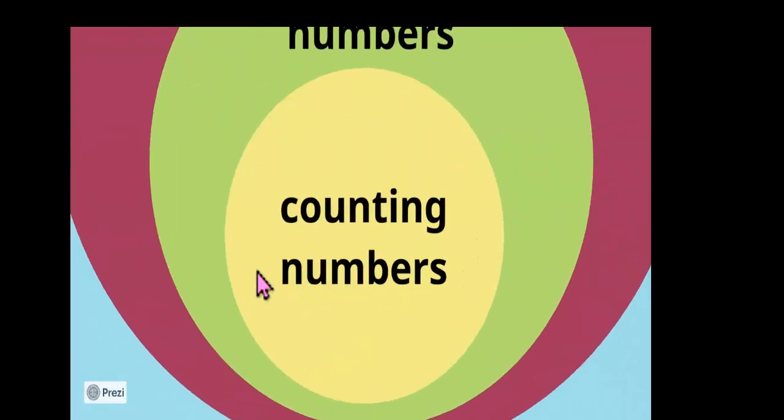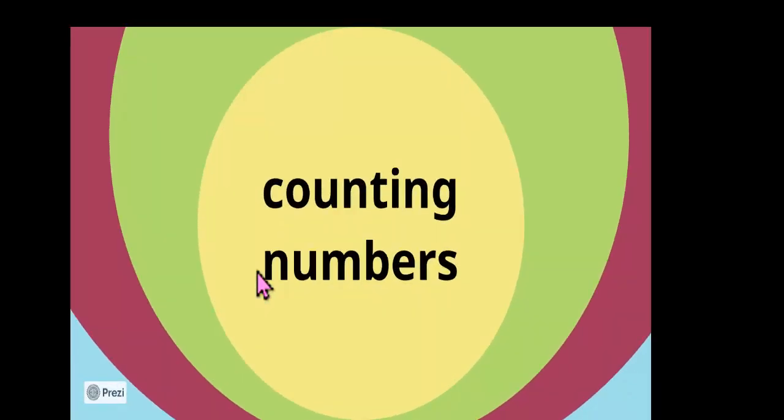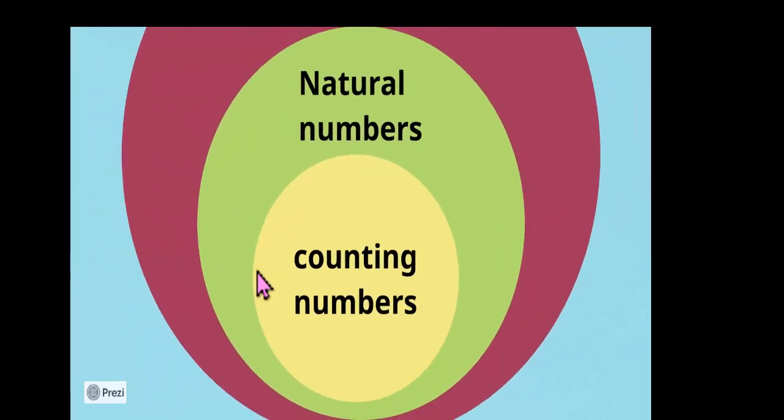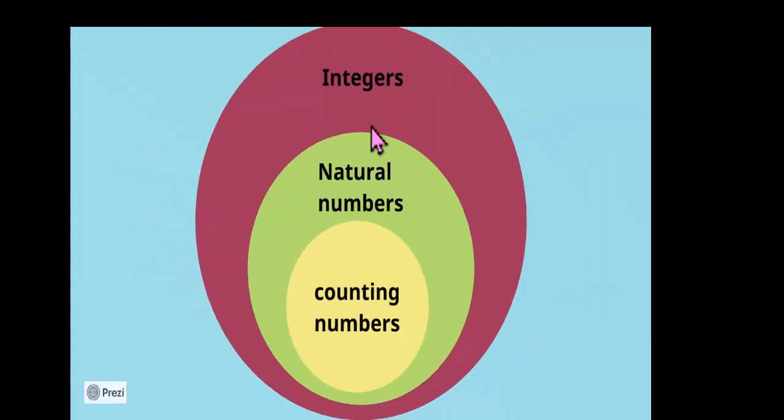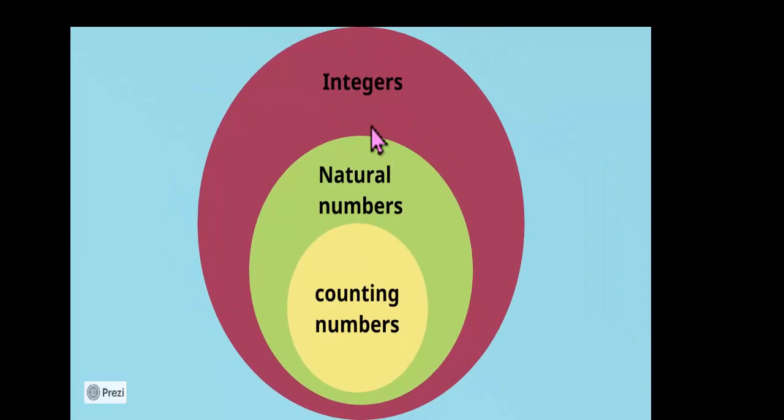We said that I have the counting numbers, which contain 1, 2, 3, 4 and so on. The counting numbers are found inside of the natural numbers. Natural numbers contain the numbers 0, 1, 2, 3, 4, and so on. And what about integers? Integers contain all negative whole numbers, 0, and all positive whole numbers.